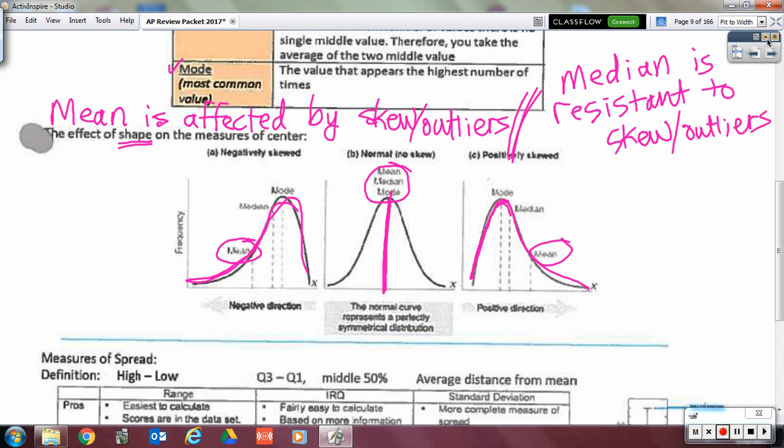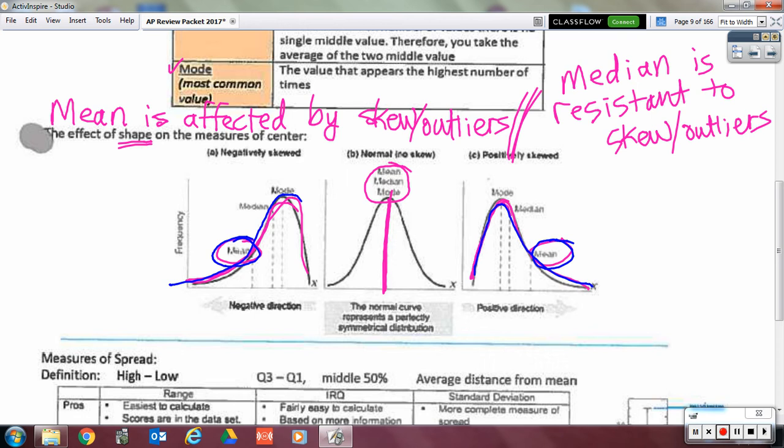What is the relationship? If I have skew to the left, what can you say about the mean? It is less than the median. And if I have skew to the right, what can you say about the mean? It is greater than. So the mean is pulled in the direction of the skew, but I have another way to remember this.